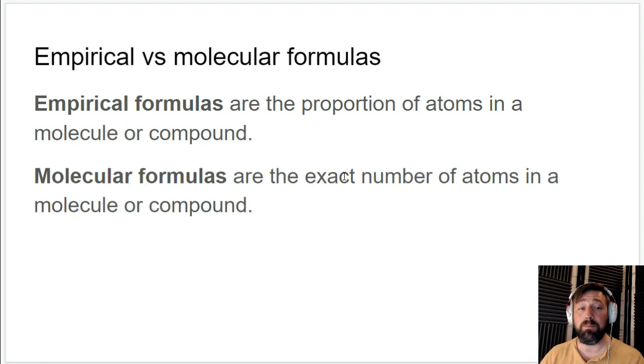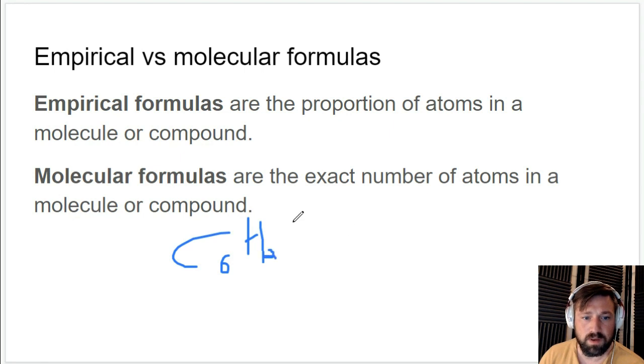Now, let's talk about what an empirical formula is. An empirical formula is just the proportion of atoms in a molecule or compound, a molecule or formula unit. The molecular formula is the exact number of atoms in a molecule or compound. Really, what's the difference there? The difference is you can have something like the molecular formula C6H12O6. This would be a molecular formula. There are six carbons, 12 hydrogens, and six oxygens.